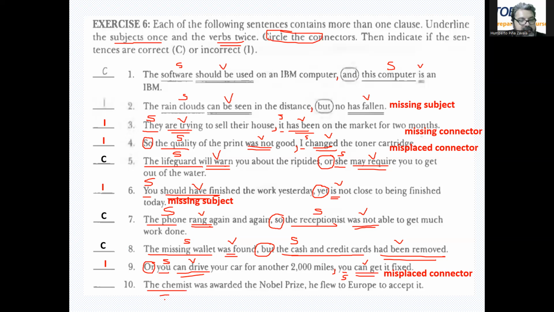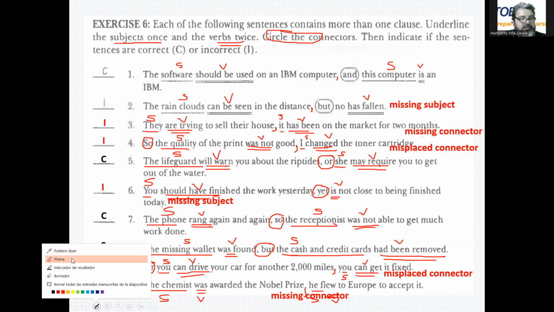Now, the chemist, subject, was, verb, awarded Nobel Prize, comma. He, subject, flew to Europe, verb, to accept it. Okay, so we got subject, verb, comma, but there is no connector, so that's incorrect. We got a missing connector right there.